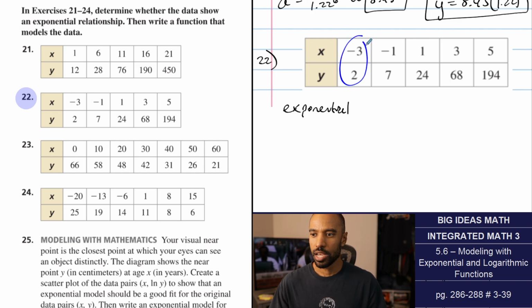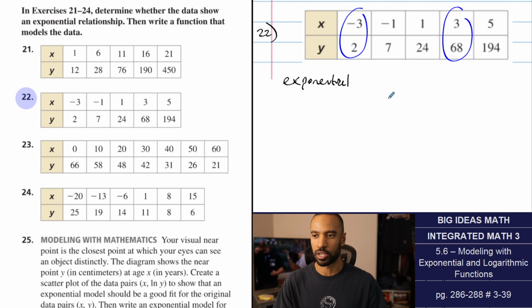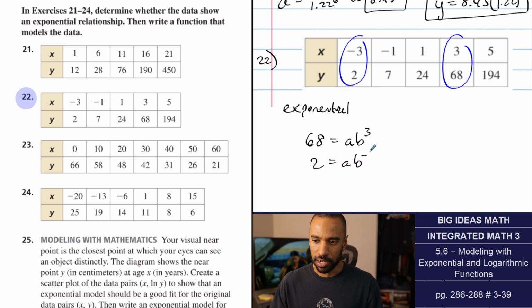Choose 2 points. Let's try some with negatives this time. I'm going to go from -3 to 3 and just kind of go out that direction and see how things are looking. All right, so I'm going to use the elimination method, and I get 68 equals AB cubed, and 2 equals AB to the -3rd.